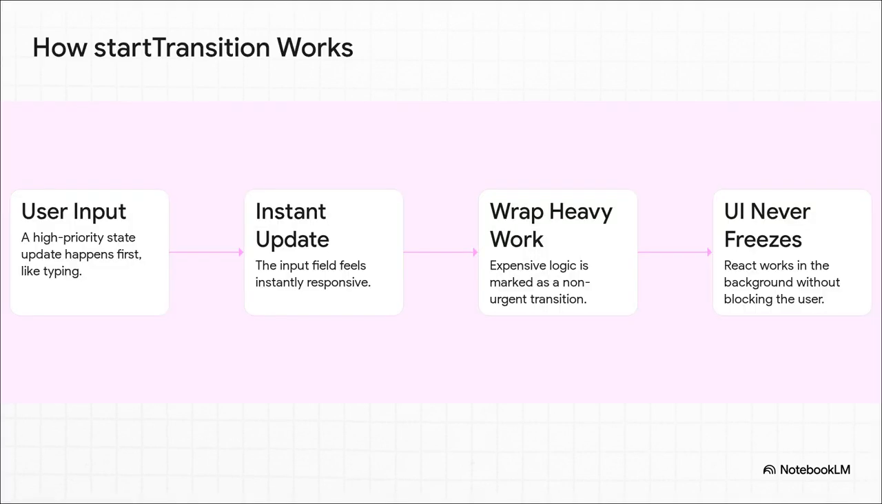The main tool here is startTransition, and it is genius. Let's walk through it. Imagine a search bar. When the user types a letter, updating the text in that input box is a high-priority, urgent update. It has to feel instant. But filtering a giant list based on that letter, that's heavy work, and it's not as urgent. By wrapping that filtering logic in startTransition, we're telling React, hey, take care of the user's typing first, make that feel fast. Then, when you get a free moment, work on filtering the list in the background. The result? The UI never ever freezes.